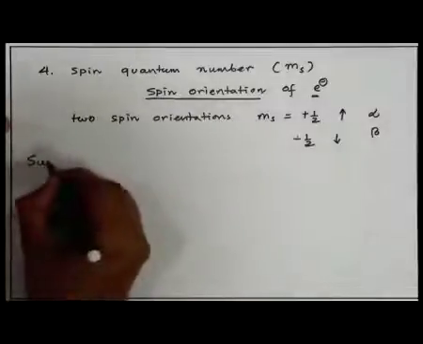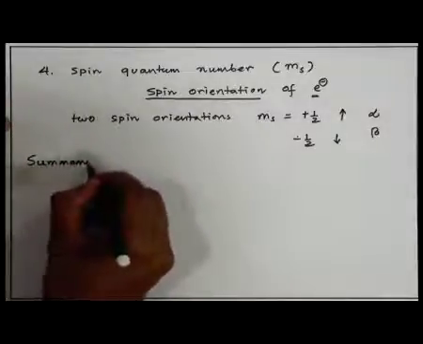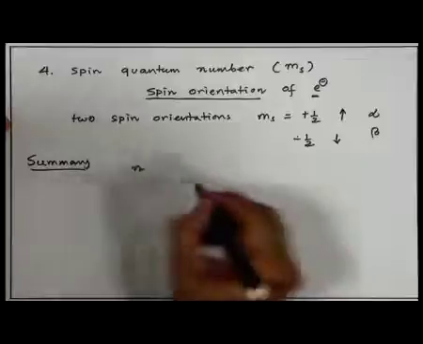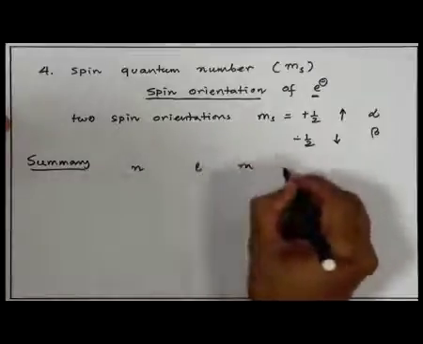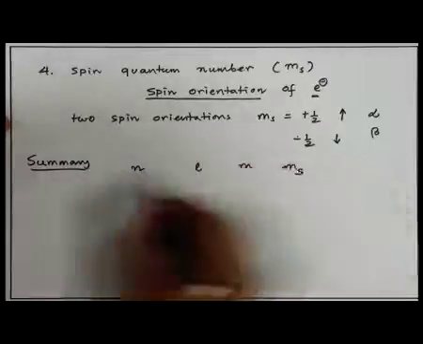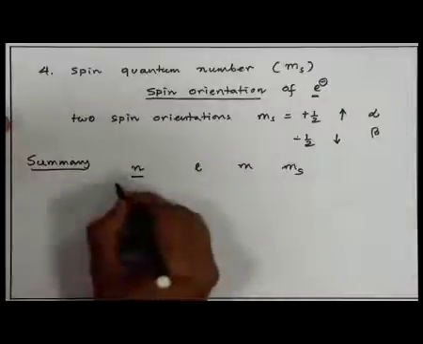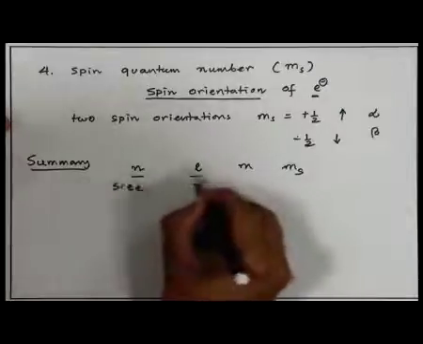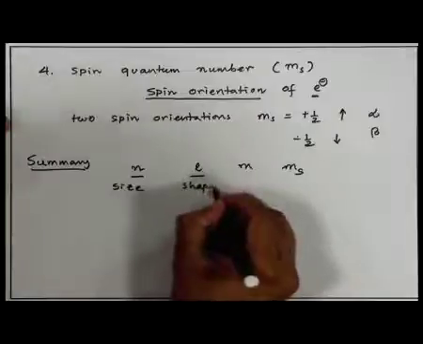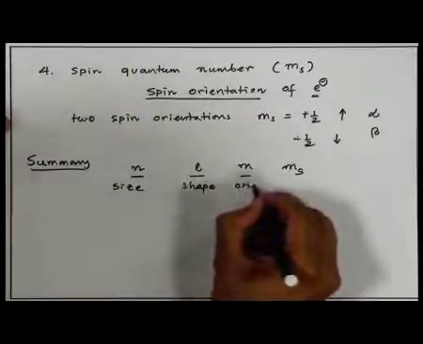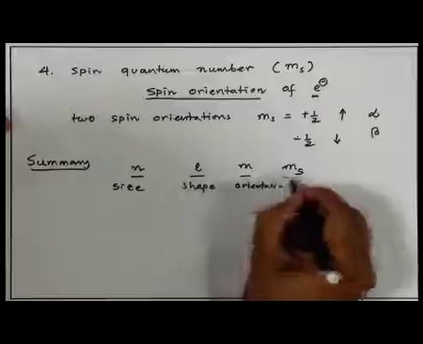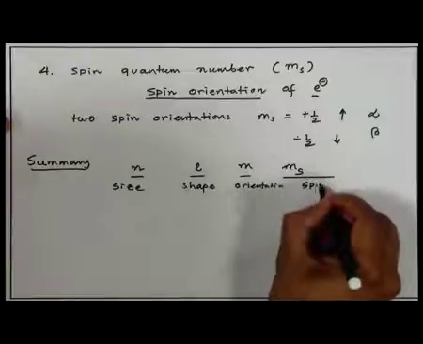So, to summarize, we discussed n, l, m, ms. The principal quantum number talked about the size, this talked about shape, this orientation, this is spin orientation.